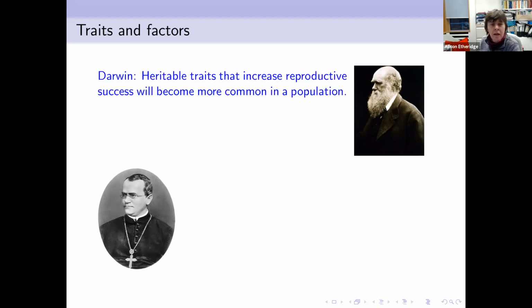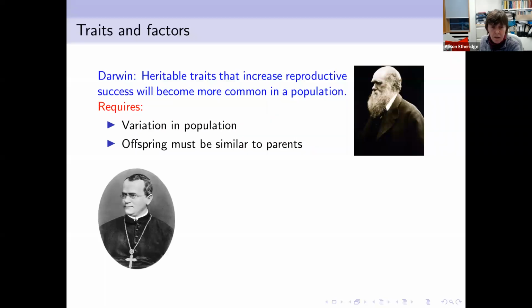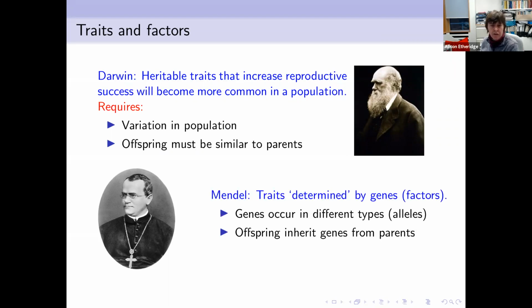Now, I know I don't really have to tell you what Darwin's theory of natural selection says, but let me anyway. Darwin tells us that heritable traits that increase reproductive success will become more common in a population. And for that to work, it requires that there's variation in the population. If everyone's the same, no one has an advantage over anybody else. And offspring must be similar to their parents. Both of those features are provided by Mendel, because Mendel tells us that traits are determined, or at least strongly influenced, by genes. They would have said gene; the word gene comes much later. At the time of the modern evolutionary synthesis, they called them Mendelian factors.